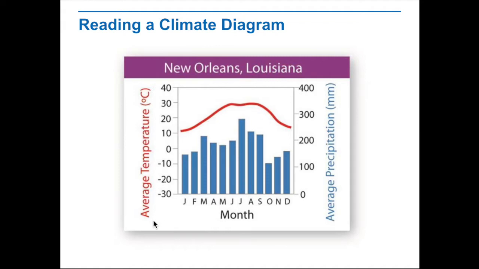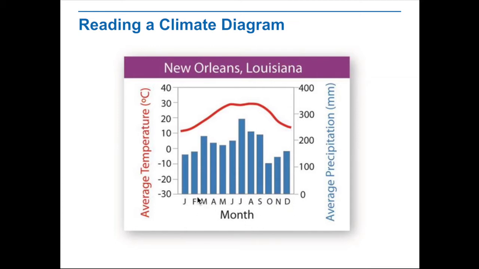Okay, so what we're seeing here is seasonal patterns of temperature and precipitation. We have temperature on the left-hand side. You can see our scale here goes from negative 30 degrees Celsius, here's the unit, up to 40 degrees Celsius. And then on this side, we have average precipitation in millimeters, which is the amount of rain. So here we have the bars. These are the bars that are associated with the amount of rain. And then down here we have month, and we have January, February, March, all the way to December.